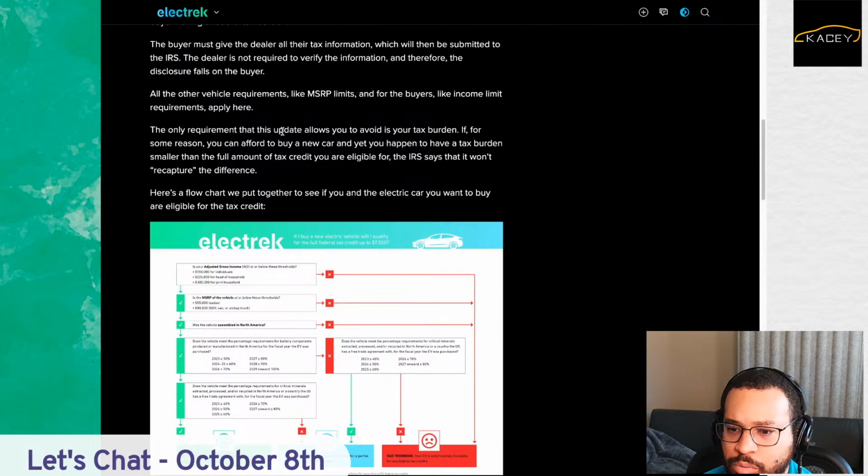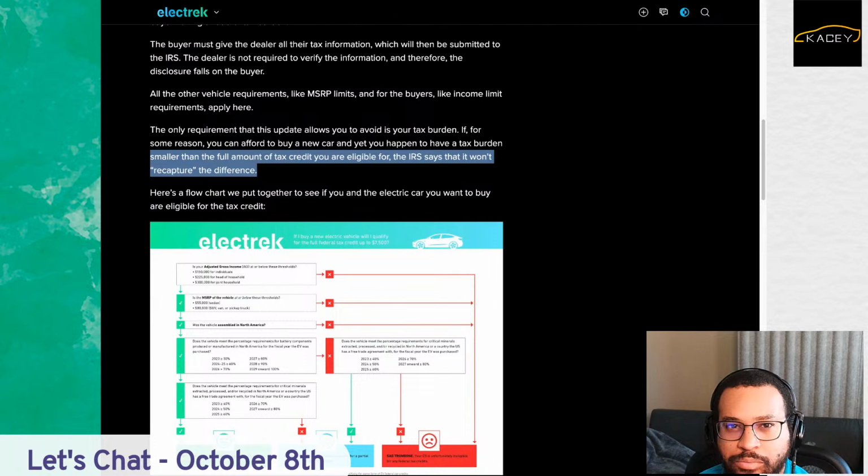The only requirement this update allows you to avoid is your tax burden. If for some reason you can't afford to buy a new car and yet you happen to have a tax burden smaller than the full amount of the tax credit you are eligible for, the IRS says it won't recapture the difference. Oh, okay. So if you're not trying to take more than you are due, other than up to the 7,500, the IRS is saying they won't come and get back the difference.